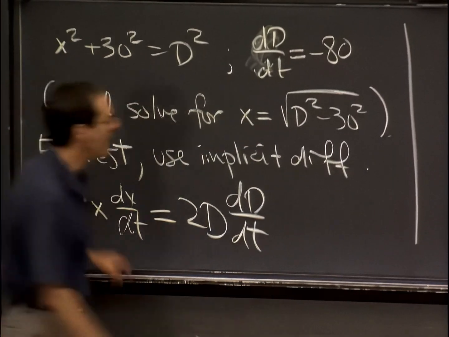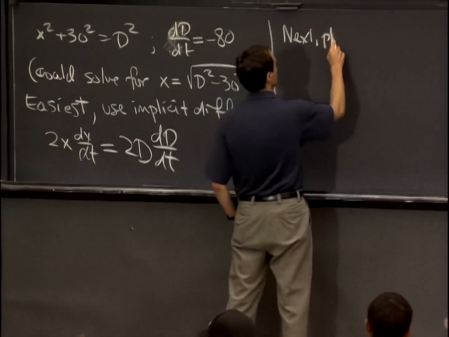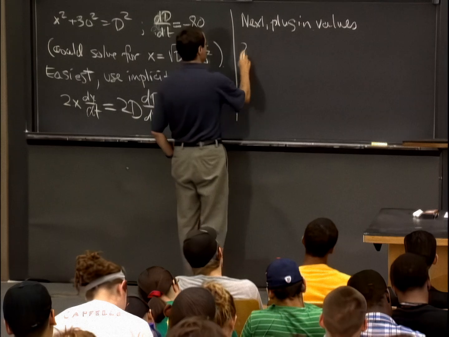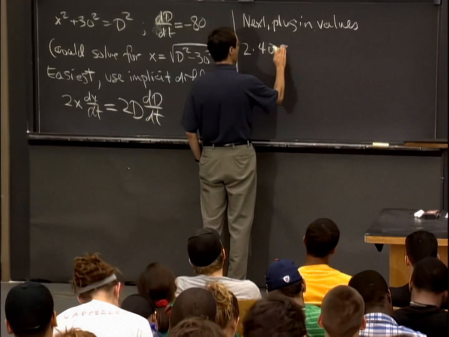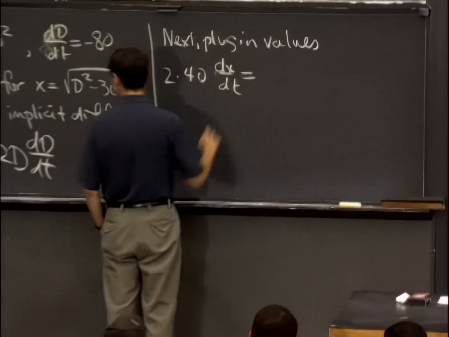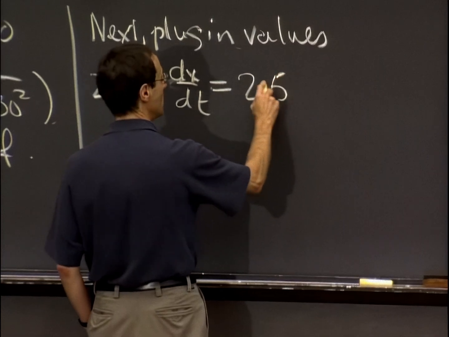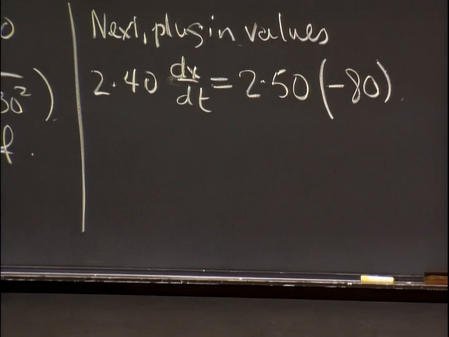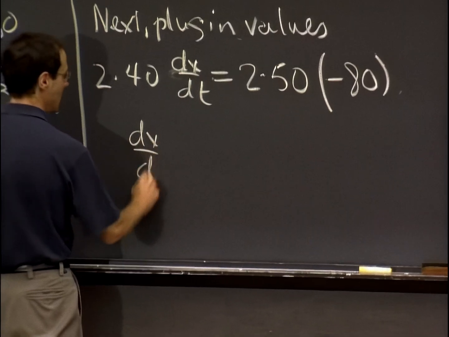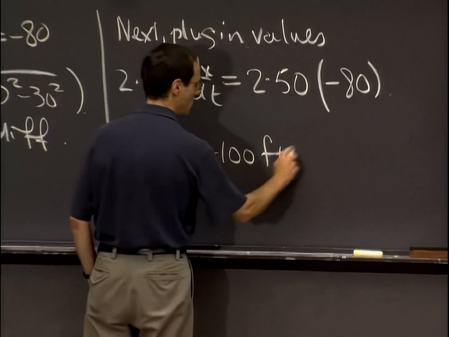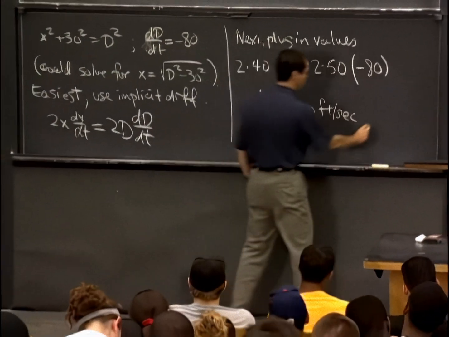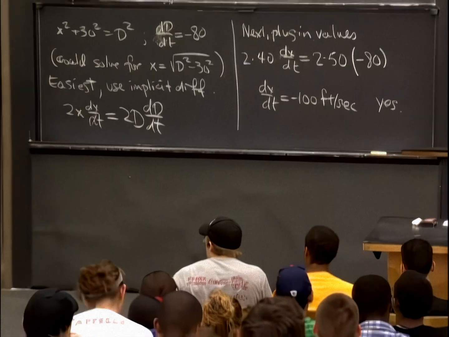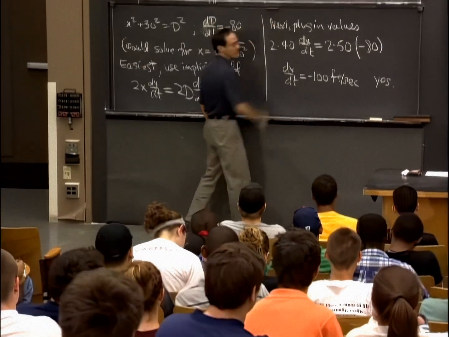Now I can plug in values. So this is after taking the derivative. And indeed, we have here 2 times the value for x, which is 40 at this instant, and then we have dx/dt, and that's equal to 2 times d, which is 50, and then dd/dt is minus 80. So the 80s cancel, and we see that dx/dt is equal to minus 100 feet per second. And so the answer to the question is yes. Although he probably wouldn't be pulled over for this much of a violation. So that's right, it's more than 65 miles an hour by a little bit.